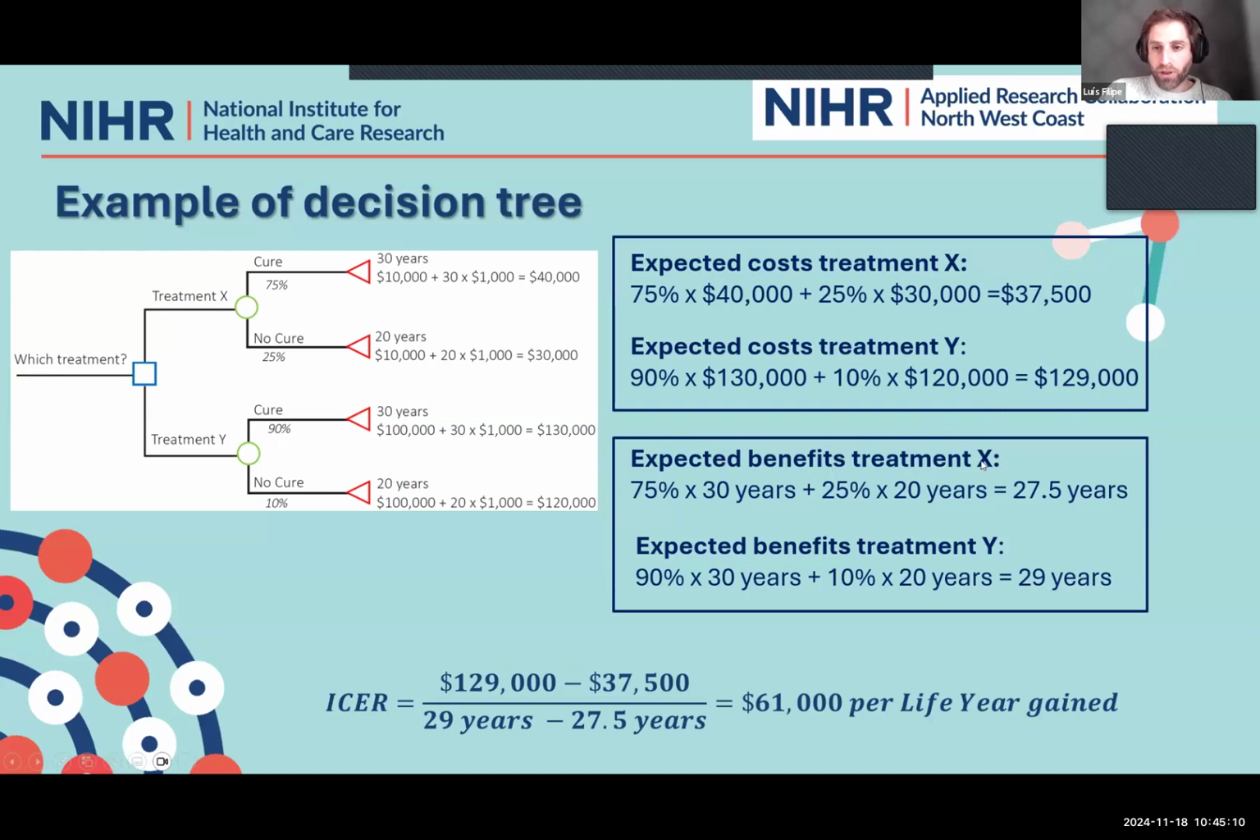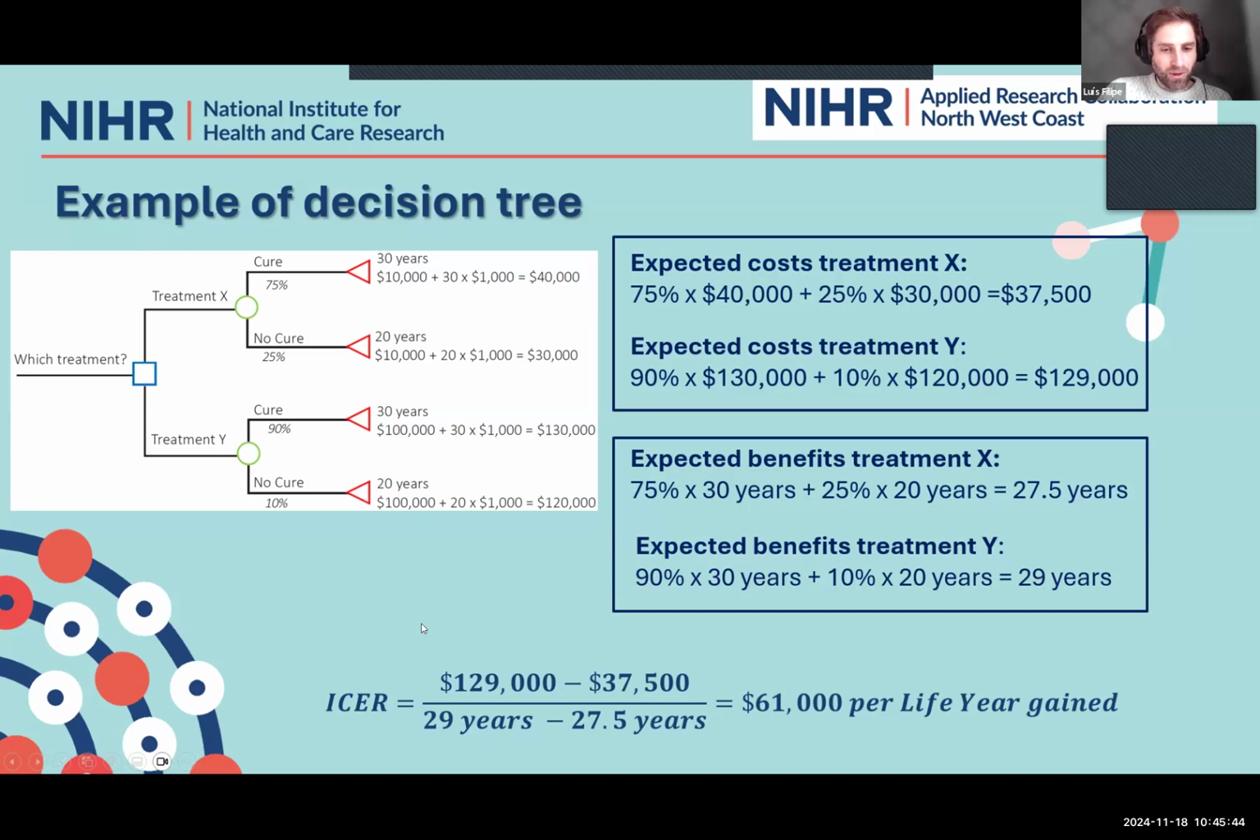Then you have the expected benefits. You can also compute it for treatment X and for treatment Y. Again, with 75%, the person is cured in treatment X, so it's 30 years, plus 25% times 20 years, and you get this 27.5 years. That is the expected life expectancy under treatment X. Then the expected life expectancy under treatment Y is going to be 90% times 30 years plus 10% times 20 years, which is 29 years.